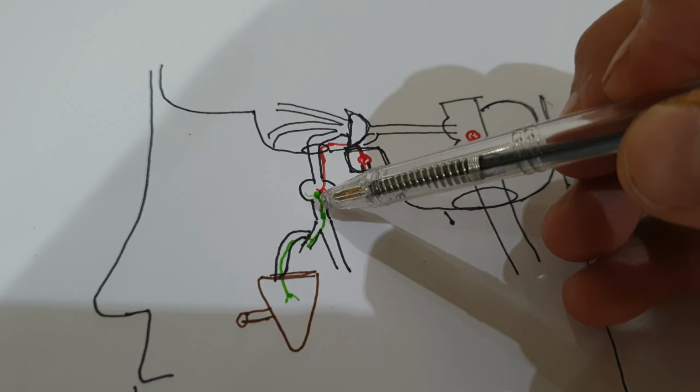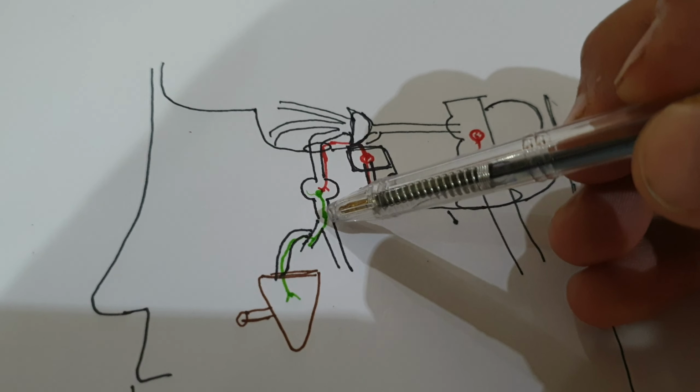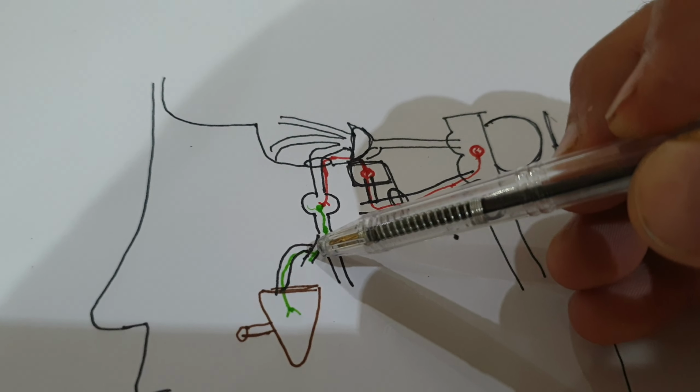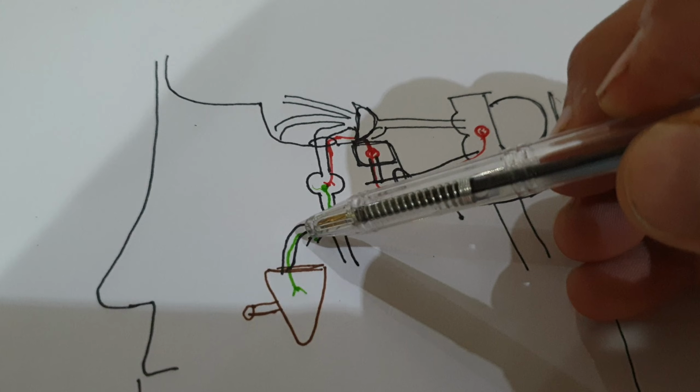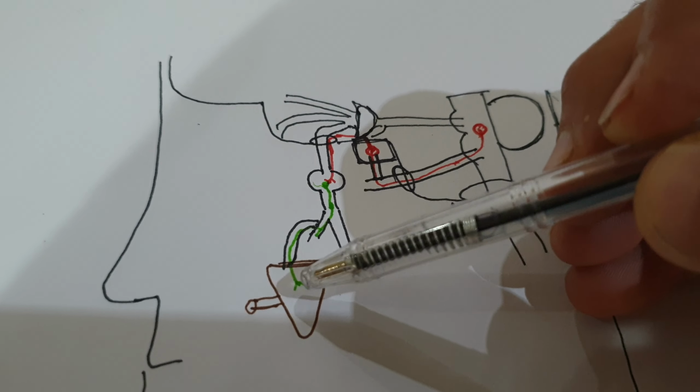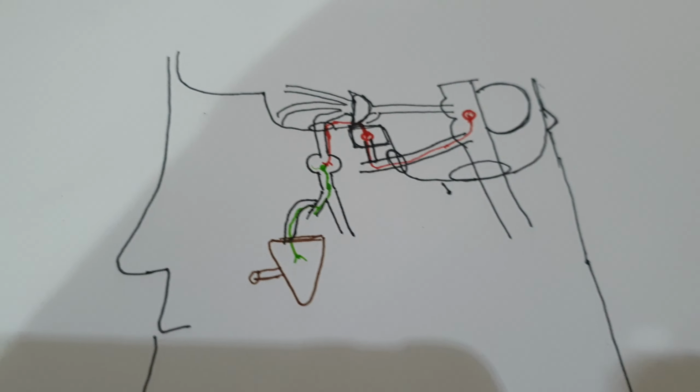They start from the ganglion, enter the mandibular nerve, and reach its anterior division. From the anterior division, they enter the auriculotemporal nerve, which is the branch of the anterior division, and through the auriculotemporal nerve, they reach the parotid gland and they start secretion.